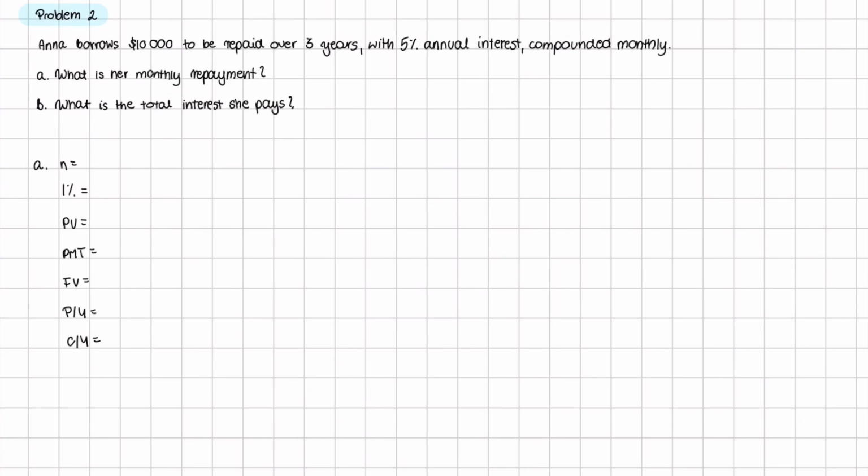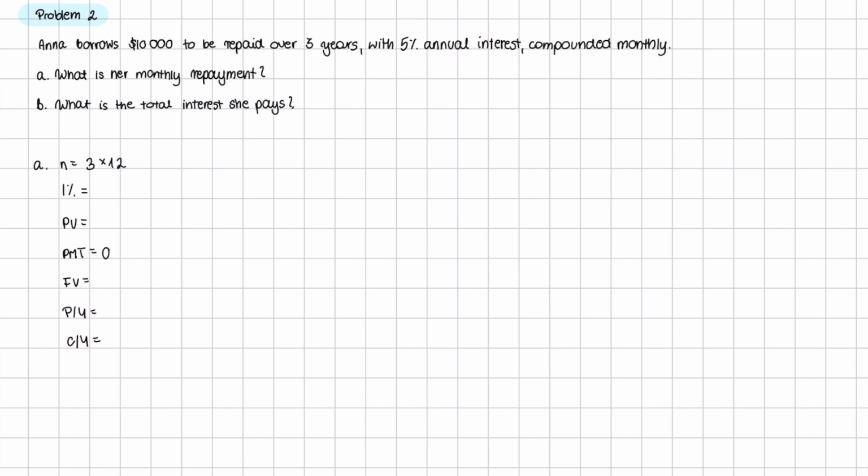Problem number 2 is very similar to the previous problem, and we have some information, and in A we have to find Anna's monthly repayment. So she took a loan, and we have to calculate PMT, because monthly repayment is just PMT. So we can leave it as 0 because we are looking for it. And N time equals 3 years, but we have a monthly repayment, so times 12.